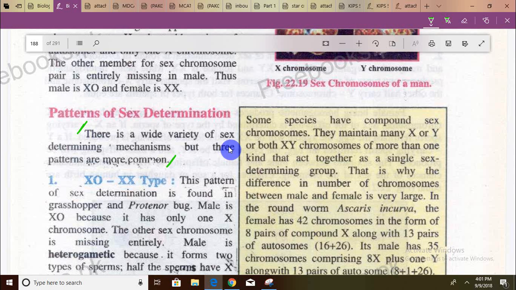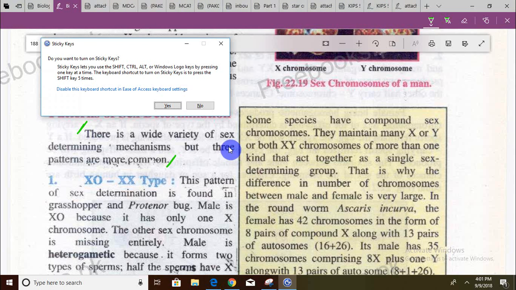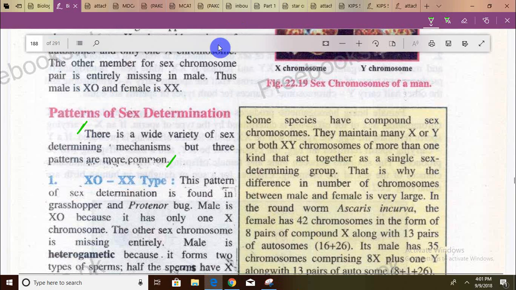Again, write this down. This is an important concept. Many methods. So if you go with the animal kingdom, you would realize that there is hell of a lot of ways this can work out. But some of them are more common, and so we're going to just talk about those. 3 most common, which include the one found in man.